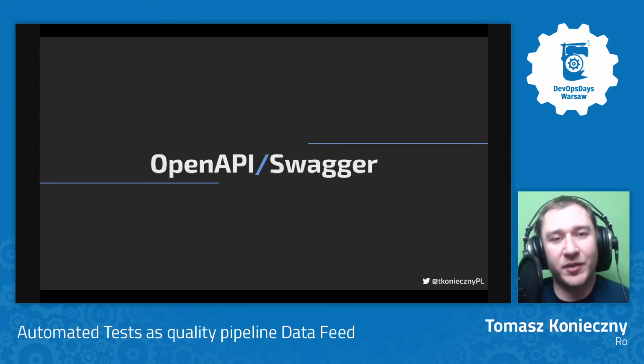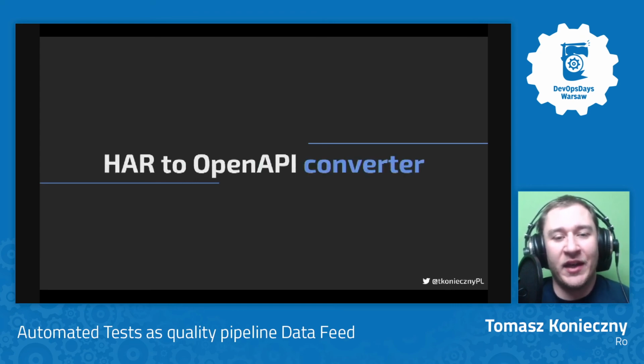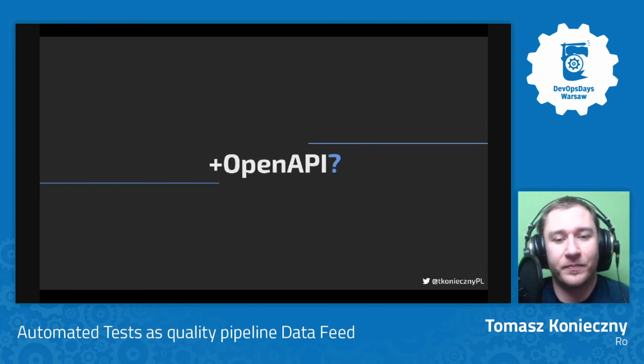But it's also possible to reuse again the HAR files that we already have. It's possible to use some HAR to OpenAPI converter. If you check the official OpenAPI website, there are a few example libraries there that you can use to just convert these HAR files that we have from the execution of functional tests, and we can use it as input for OWASP ZAP to get more detailed feedback. And we can even combine it with OpenAPI documentation if we also have it.